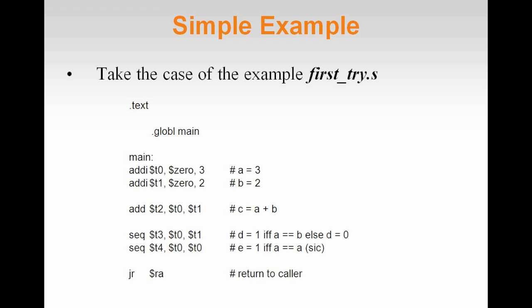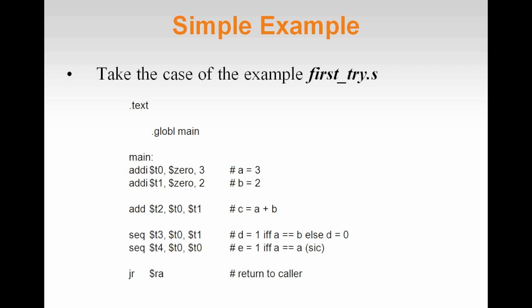So we look at an example called first try on this slide. As you can see, it doesn't have a data segment at all, just instructions. Now remember that the starting point of every program is the instruction pointed to by the label main. So in this case it's going to be this instruction, the addi. That is where your program will start executing.